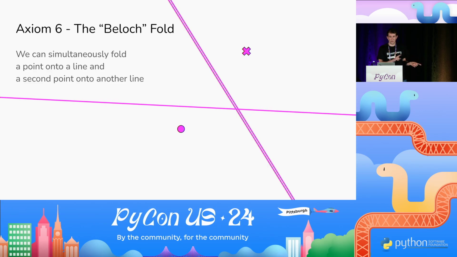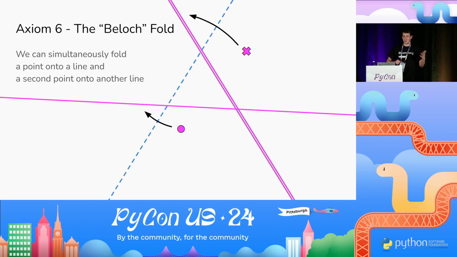Again, it matters which point goes onto which line, so the dot goes onto the single line, the cross goes onto the sort of thicker double line. Hopefully that comes out on the slide. And it might look something like this. Cool. But, as before, there is more than one way to do this.